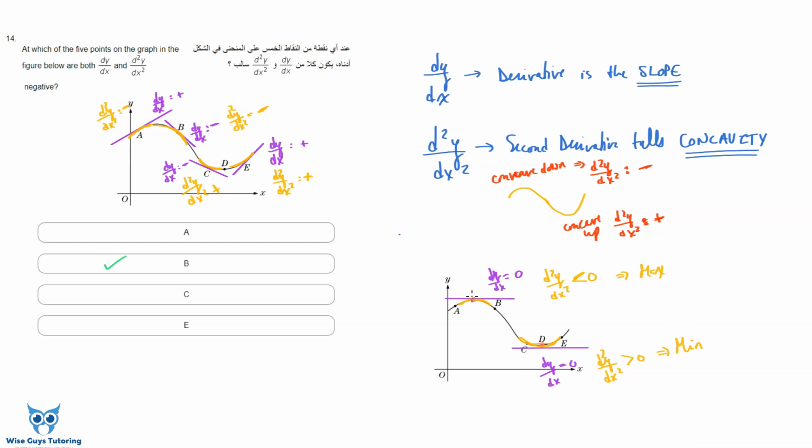Once you find a vertex by setting your derivative to 0, you can use a second derivative test just to check the concavity, which tells me if it's a maximum or minimum. Okay, hope that makes sense. Let's move on to the final question.